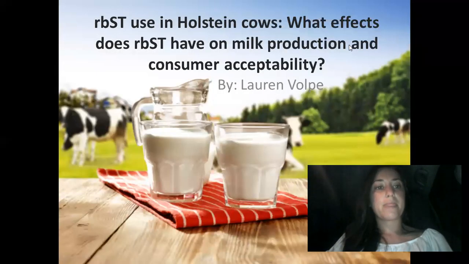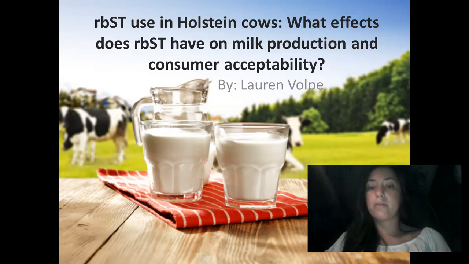So, first off, what is rbST? BST stands for bovine somatotropin, which is a naturally occurring hormone produced in the cow's pituitary gland. BST is sometimes referred to as the bovine growth hormone, or BGH. It regulates the cow's metabolism and efficiency of feed conversion into milk.